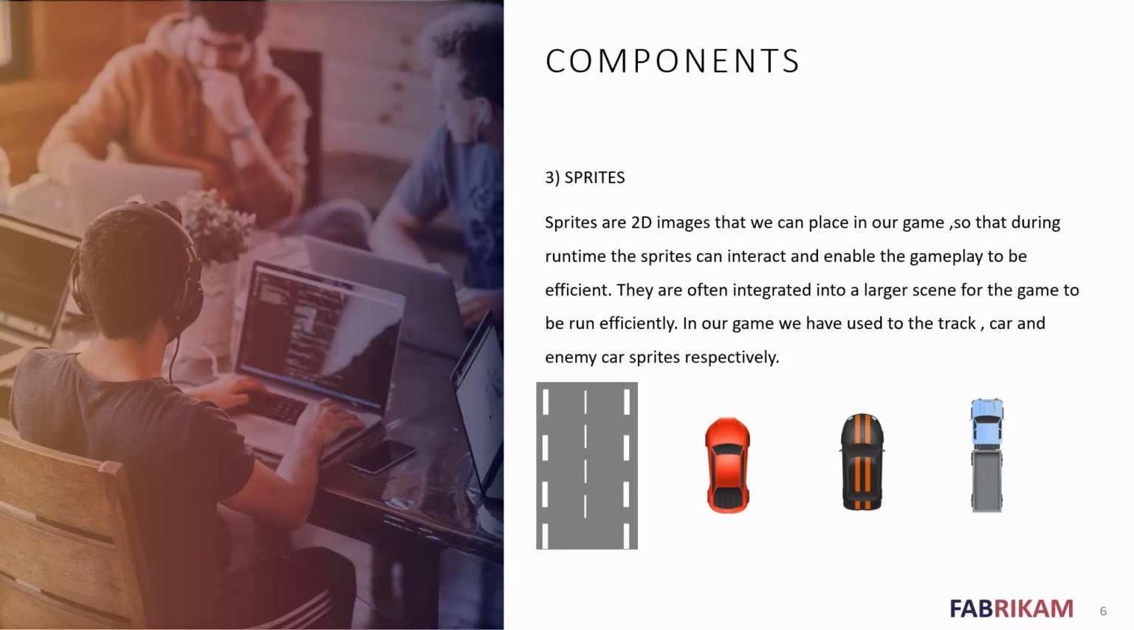Sprites. Sprites are 2D images that we place in our game so that during runtime the sprites can interact and enable the gameplay to be efficient. They are often integrated into a larger scene for the game to be run efficiently. In our game, we have used the track, car, and enemy car sprites respectively.